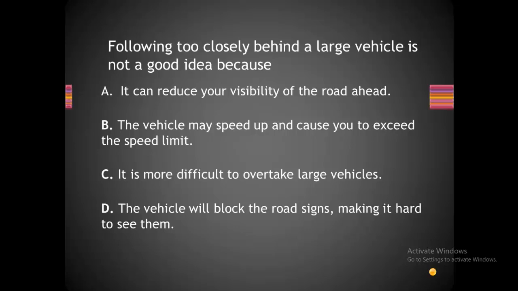Following too closely behind a large vehicle is not a good idea because: option A, it can reduce your visibility of the road ahead. Option B, the vehicle may speed up and cause you to exceed the speed limit. Option C, it is more difficult to overtake large vehicles. Option D, the vehicle will block the road signs, making it hard to see them. So you try, which is the correct answer.